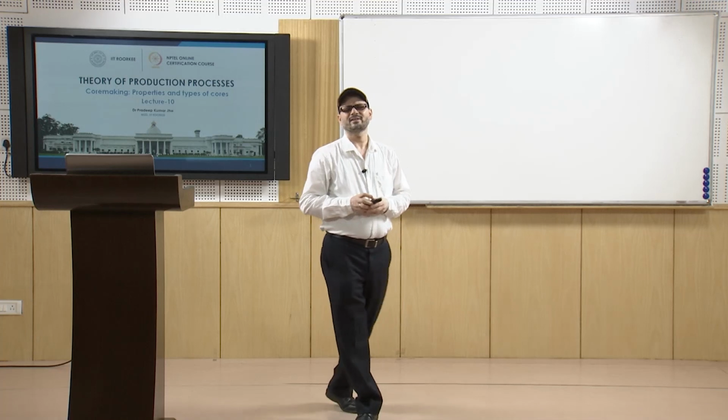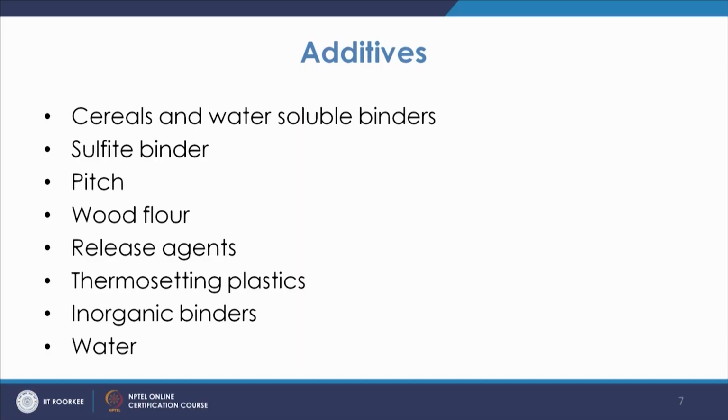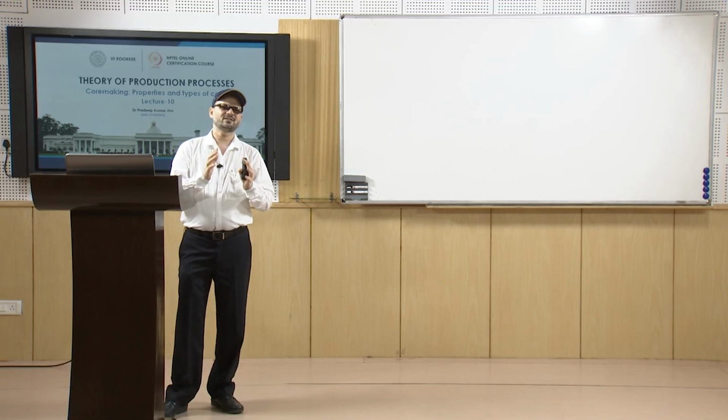These are the different kinds of additives. As we know, you have to use these additives for providing specific properties. Like you have cereals, which are used for giving the green strength in the core, because before you go for baking, it must have sufficient strength to retain its shape. That strength is imparted by the use of these cereals.